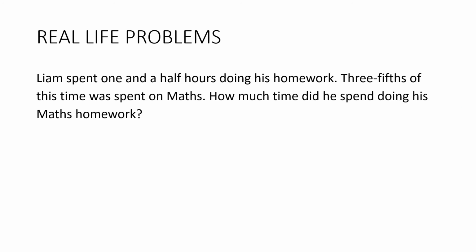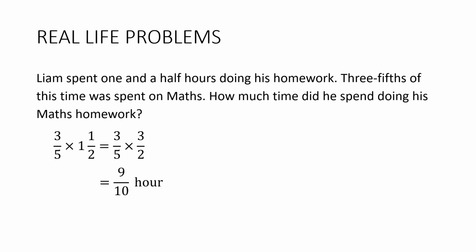Here's another problem. Liam spent 1.5 hours doing his homework. 3/5 of this time was spent on maths. How much time did he spend doing his maths homework? Key word here is of. In maths, of means times. So we want 3/5 times 1.5. There it is. When we're multiplying fractions, we need them to be written as improper fractions. So let's turn this mixed numeral around. 2 ones are 2 plus 1 is 3. So I want 3/5 times 3/2. Multiply across the top, multiply across the bottom gives us 9/10 of an hour.